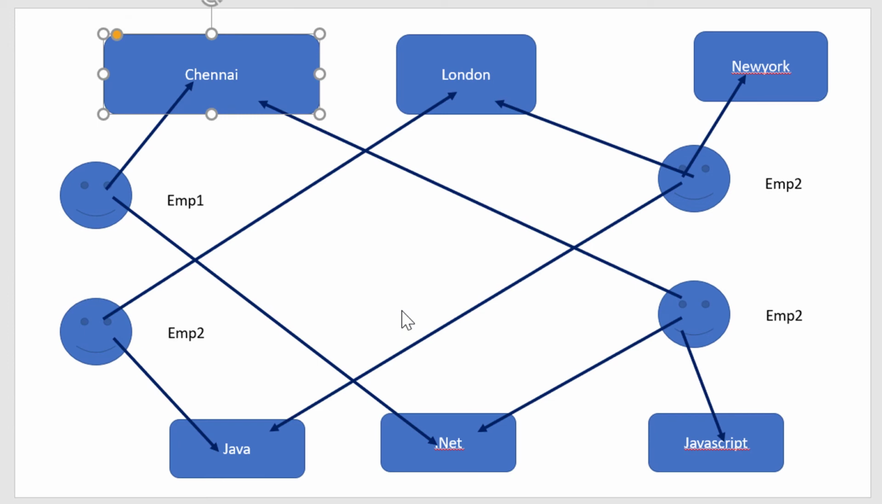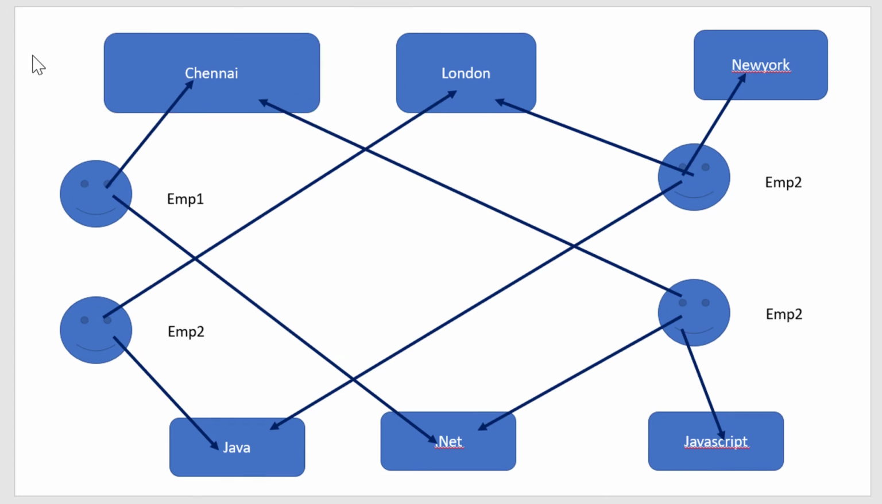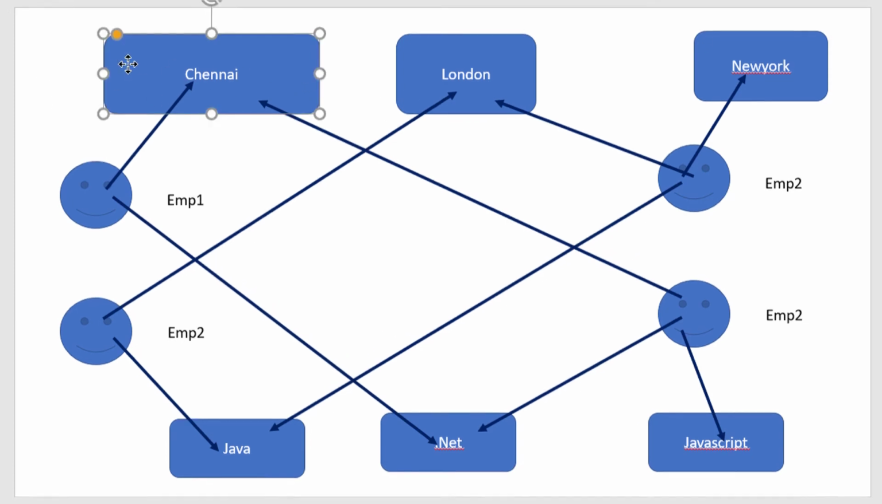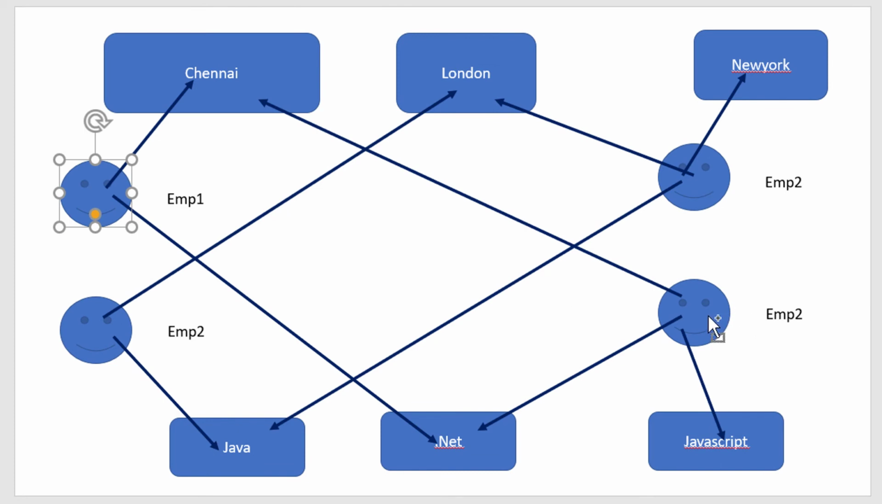Let's take another example. I want to look for a person who can work with JavaScript and from the Chennai location. I'll be looking for persons working from the Chennai location, that is employee 1 and employee 2. Within this, only employee 2 can work on JavaScript. So like this, I will be in a position to query the database based on the relations.